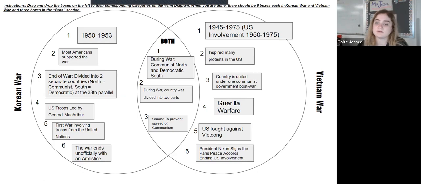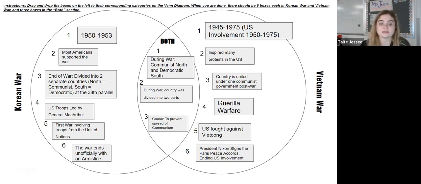All right, who did we fight against in Vietnam? We fought against the Viet Cong, which is the name of the Northern Vietnamese communist soldiers. You need to know for Korea that the Korean War is the first war involving troops from the United Nations. So when you talked about the UN at the end of World War II unit, kind of in that post-war era, the UN is really influential in stepping in and helping during the Korean War.